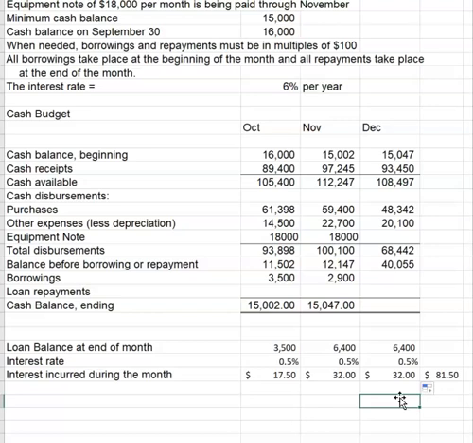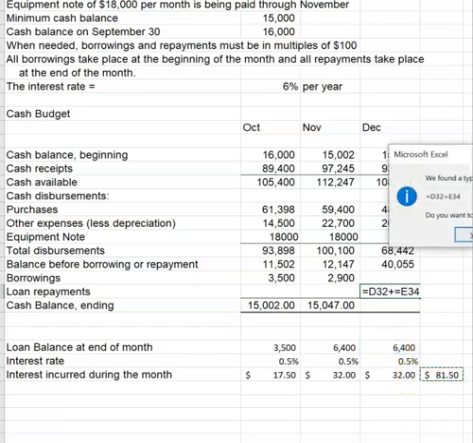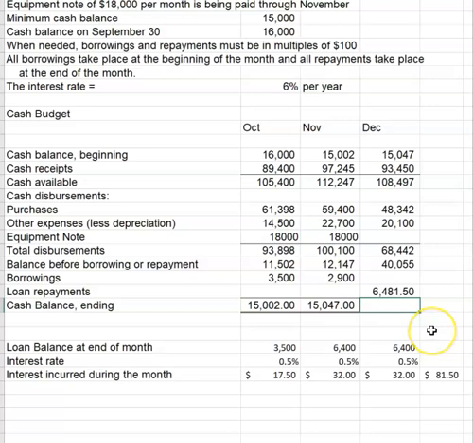Okay, so now we need to pay back the $6,400, and we have to pay the interest. So we need to pay back $66,481.50 in total. So after we subtract that from our balance before borrowing or repayment, that gets us to our ending cash balance, $33,573.50, well above our $15,000 minimum.